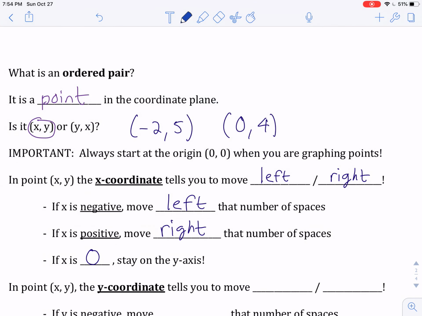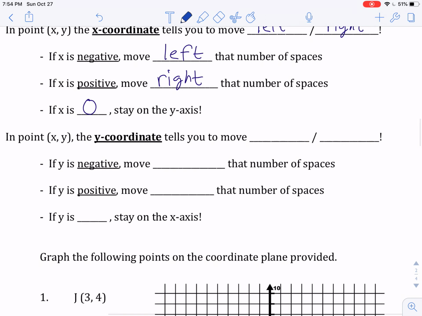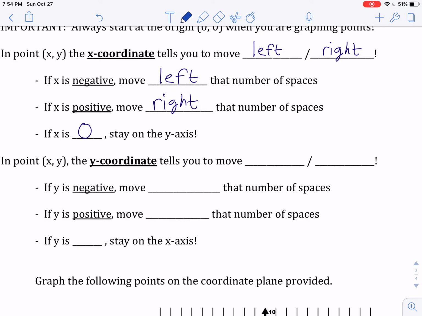Okay? All right. The y coordinate tells you to move, well, we went left or right for x coordinates. What's the y coordinate going to be? Yeah, it's going to be up and down. If y is negative, are we going to move up or down, do you think? So if I had something like 3, negative 10, what's that negative 10 telling us to do? Yep, hopefully you said down.